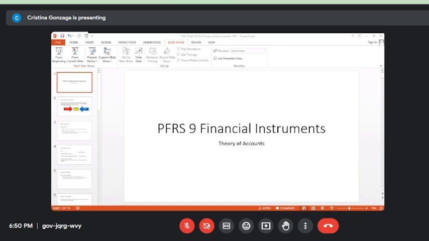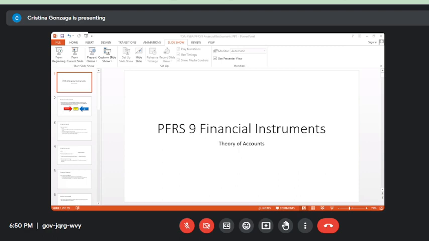Eh paano kung doon pa lang sa cash flow test, bagsak na? Meaning to say that the instrument is acquired not to generate cash flows that are solely payments of principal and interest. In that case, you will have to use the default. And what is the default? Fair value through profit or loss. Okay? So, let's move forward.